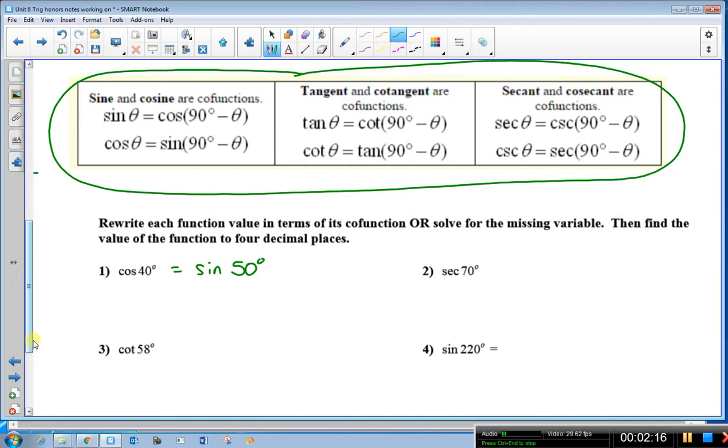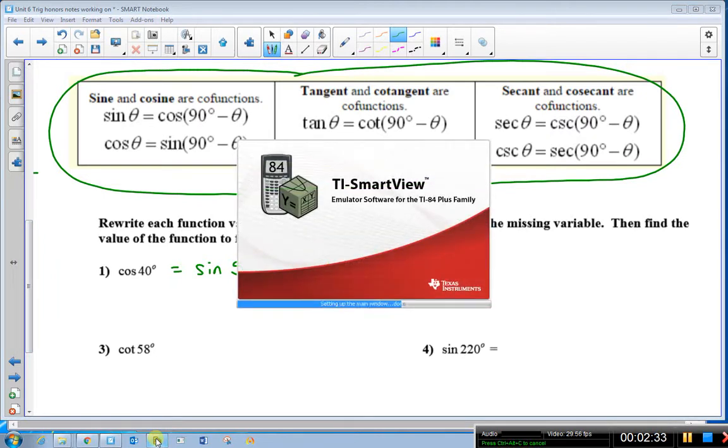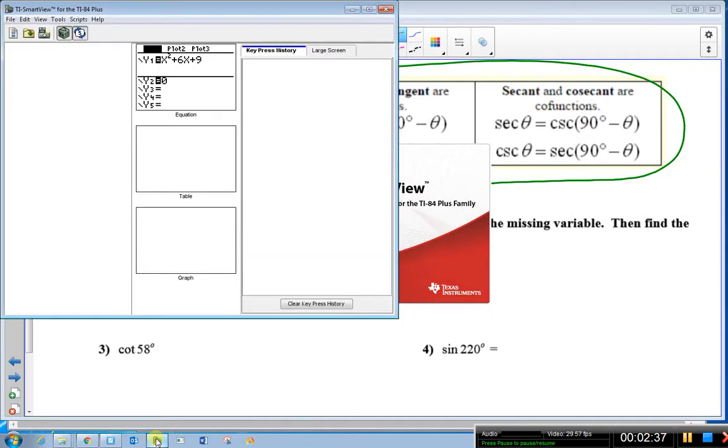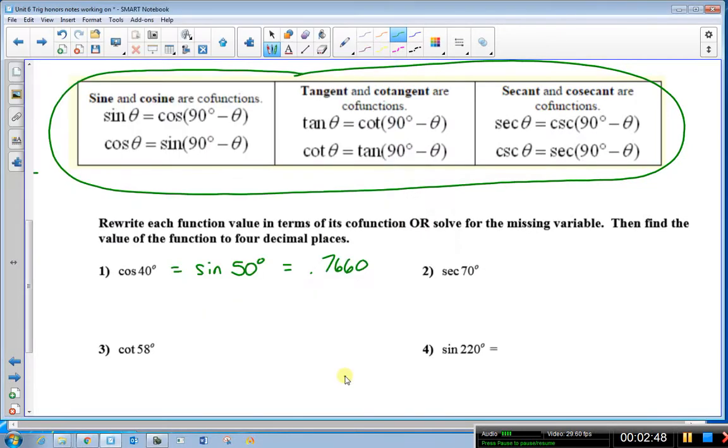So you could punch in your calculator cos 40 or sine 50. Either way, it's 0.7660, I think. Double check me. Okay. So somebody try cos 40 and make sure it's the same. They are the same for both. All right, good. So 0.7660. Okay.